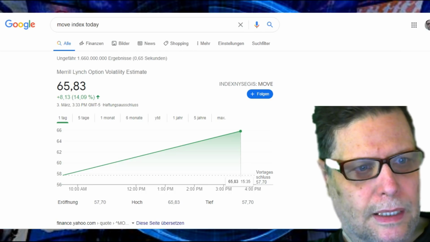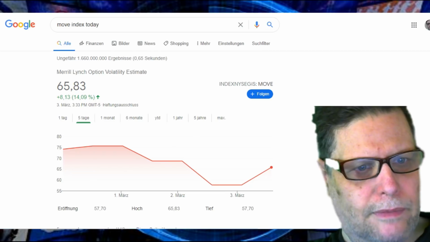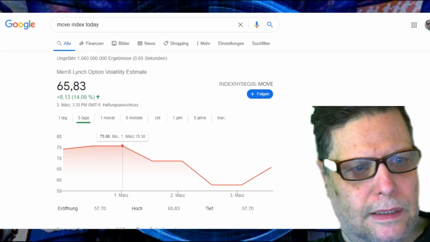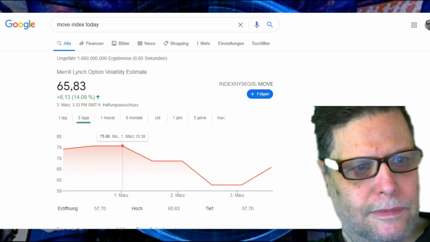But you know, let me see. It should be here in the 5-day. We can see that the MOVE index was up higher than it is now. It fell down, and now it's making its way back up again. It was over 75. It was up to 75.66 a few days ago.